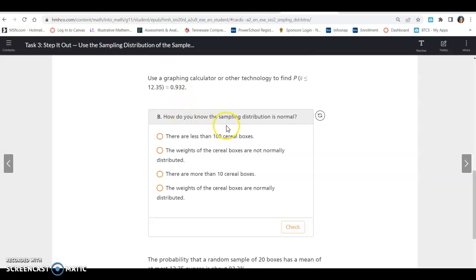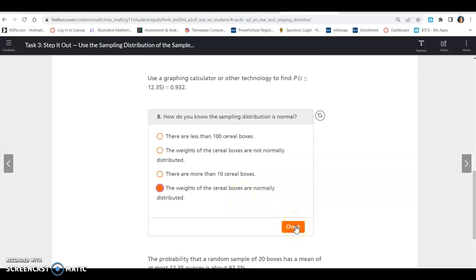How do you know that the sampling distribution is normal? There are less than 100 cereal boxes. The weights of the cereal boxes are normally distributed. There are more than 10 cereal boxes. The weights of the cereal boxes are normally distributed. Okay, so I don't know if I said this one right. This one says they are not normally distributed. This one says they are.